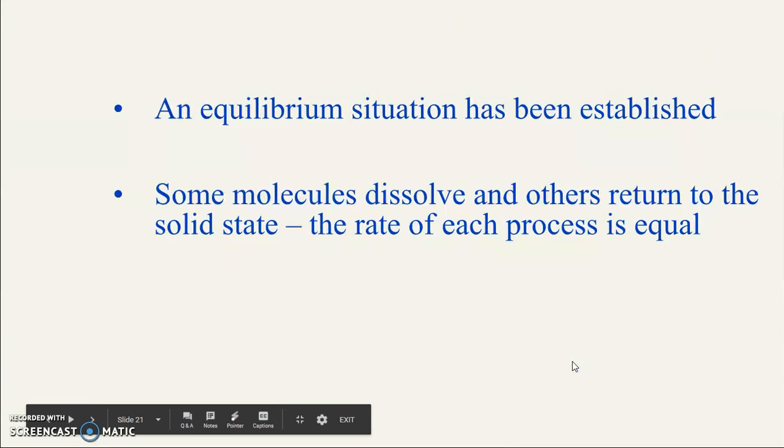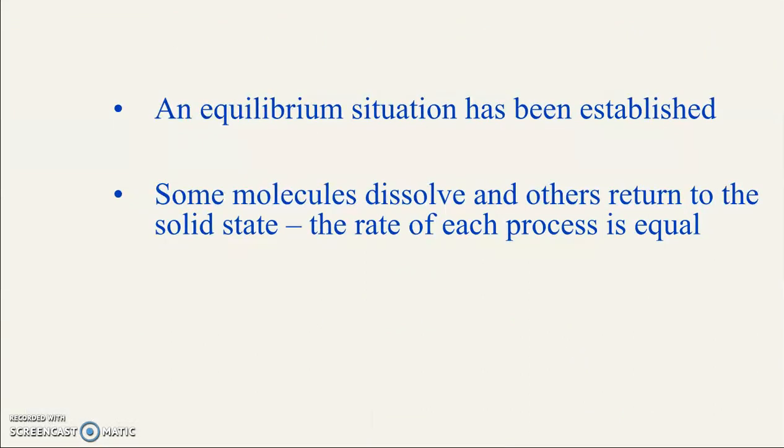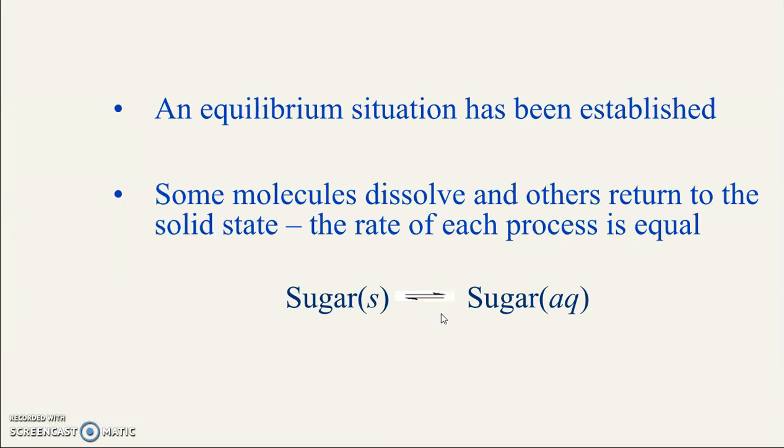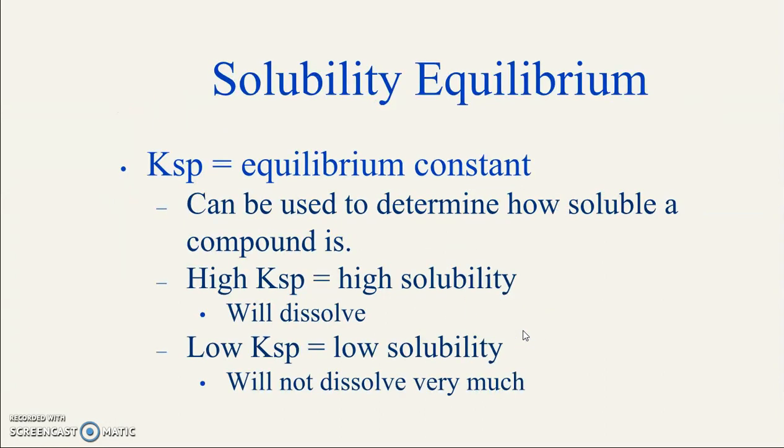That's an equilibrium situation. So my concentrations of my so-called reactants and my so-called products are not necessarily the same, but it's just that some molecules dissolve and others return to the solid state, and the rate that each process is occurring is equal. So that's where we would draw it as an equilibrium reaction. So you would have a forward reaction and a reverse reaction, and they would be happening at the same rate.